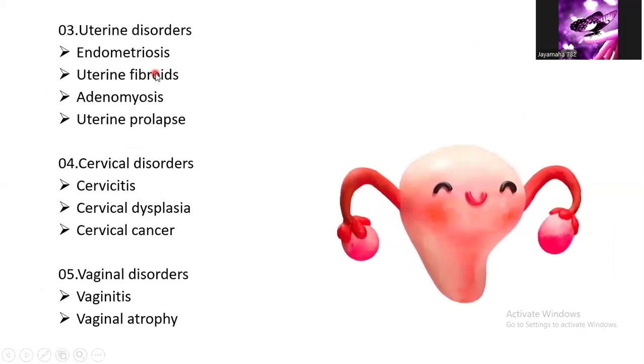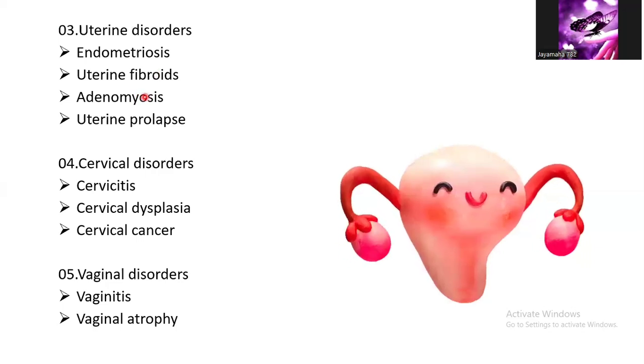Now let's move on to the uterine disorders. Under that, endometriosis is a growth of endometrial tissue outside our uterus, causing pain, infertility, as well as heavy periods. Uterine fibroids are non-cancerous tumors in our uterus that may cause heavy bleeding, pain, or infertility. Adenomyosis is a condition when the endometrial tissue grows into the uterine muscles, leading to pain and heavy periods. Uterine prolapse is a condition when the uterus descends into the vaginal canal due to weak pelvic floor muscles.